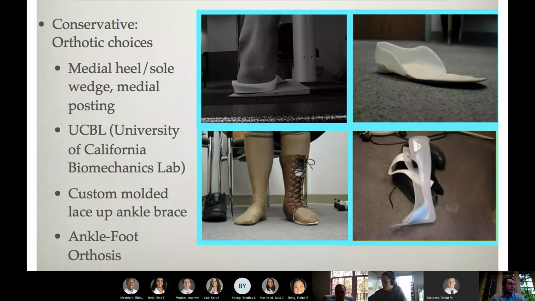Orthotics and braces are where we start with treatment for these. Sometimes when patients come in acutely swollen, we'll put them into a boot just to get the tendon calmed down. But for long-term treatment, it's really a medial post custom orthotic. You can get an over-the-counter orthotic that's more cost-effective, but oftentimes a custom one's needed. That helps realign the hind foot and take pressure off the tendon.